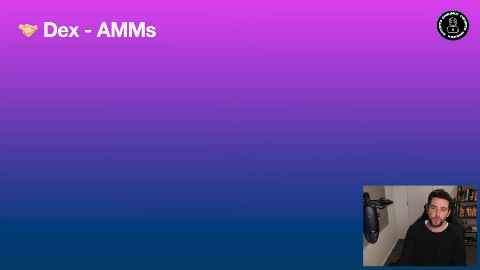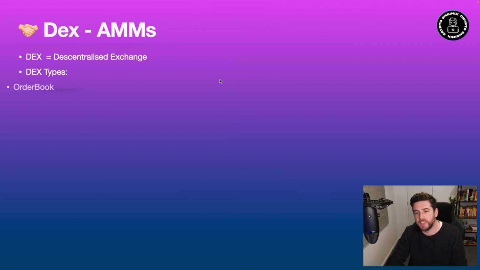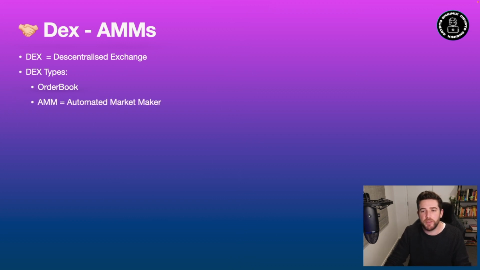Let's move on to the decentralized exchanges, or AMMs. I'm going to talk about the two types of decentralized exchange that we can find in DeFi. We can find an order book, which is very similar to the classic order book of any exchange. And then we have this new innovation, which is the automated market maker.